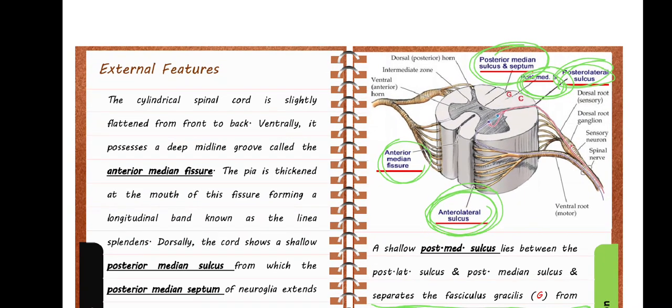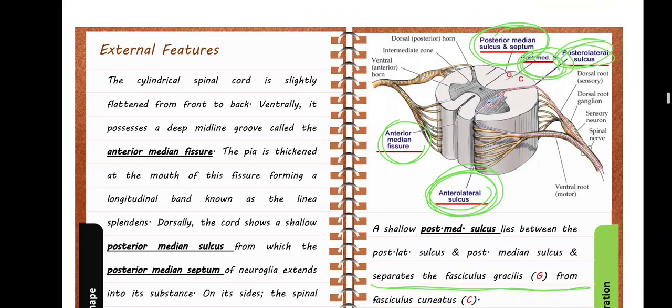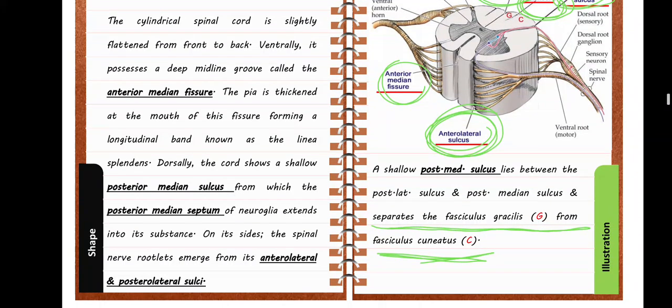So you have to learn this diagram, to make it better and easier for you to understand. If you learn the diagram, you'll be able to identify the anterior median fissure, the anterolateral sulcus, the posteromedial sulcus, the posteromedian sulcus, and the posterolateral sulcus.